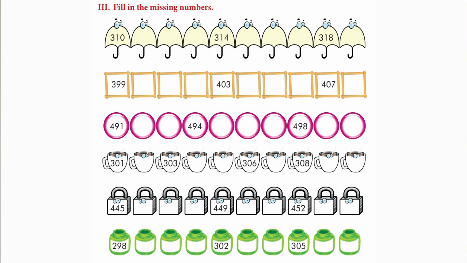Here again it says fill in the missing numbers, and the first one given is 310. So after 310 comes 311, very good, and then 312, 313, 314 is given already, then 315, 316, 317, 318 is given, and then comes 319. Very good.